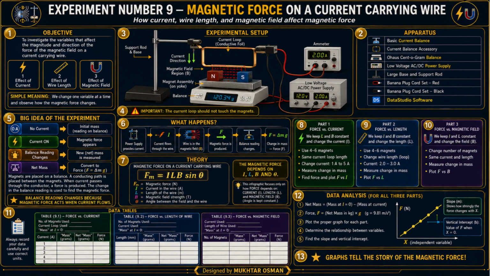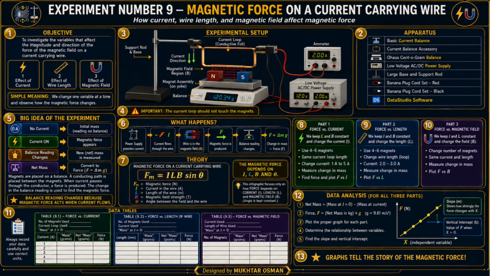6. Big idea of the experiment. Case 1: no current leads to an initial mass reading on the balance. Case 2: current on leads to magnetic force appearing. Case 3: balance reading changes. New net mass is measured. Case 4: net mass. Convert to force using F equals delta m g.